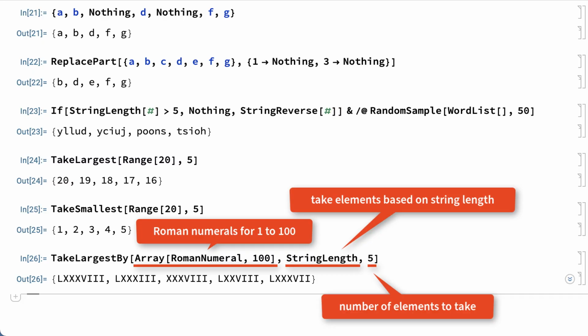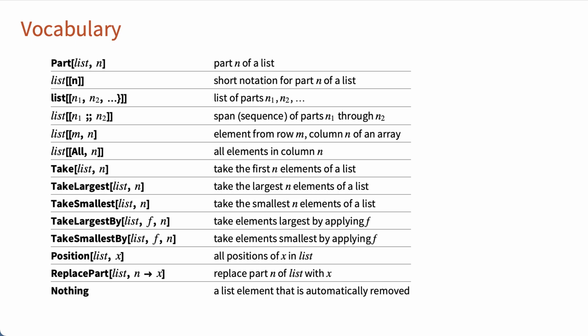That's the end of the examples for this section. To summarize, here is the programming vocabulary from this section. The examples included various ways of picking out parts of lists, the Position function for getting the positions of things in a list, and the ReplacePart function for replacing parts in lists.